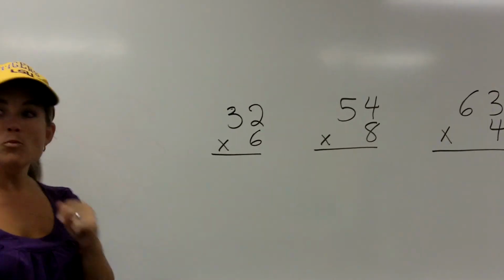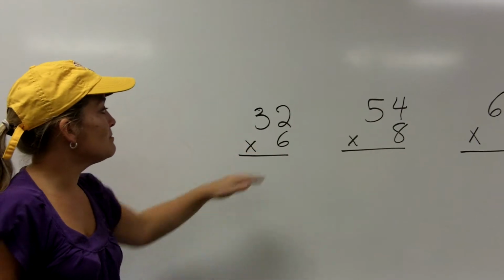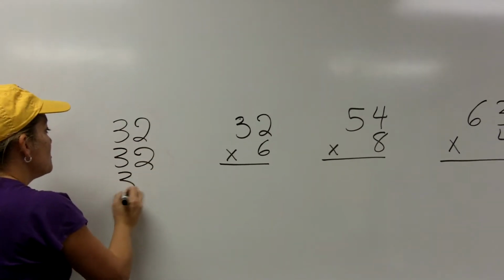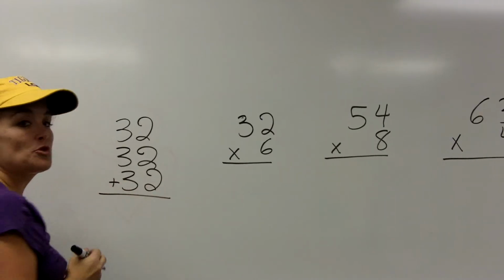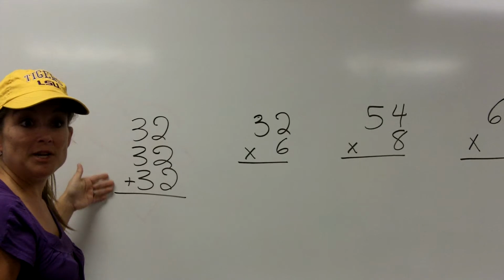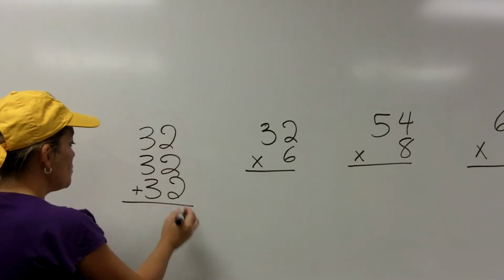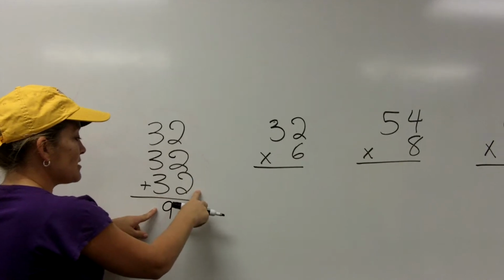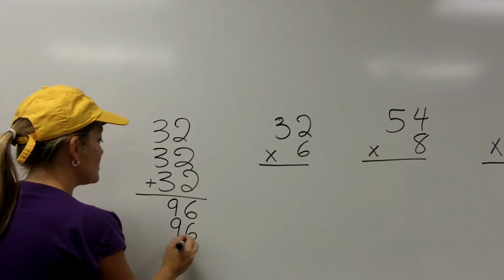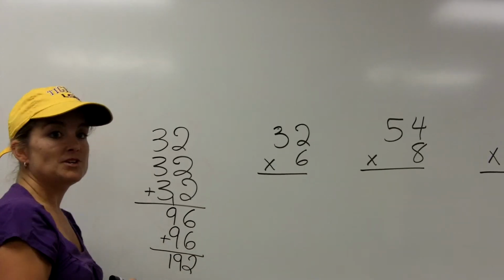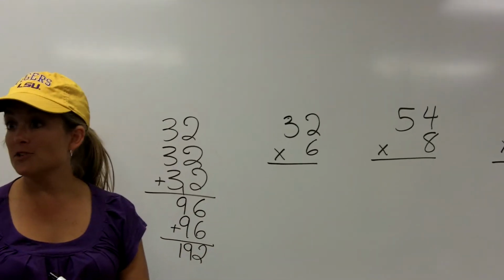So, one way that I could do this, 32 times 6, is I could take 32, 32, 32. That's 3 32s. And we know that multiplication is repeated addition. So 2, 4, 6, 3, 6, 9. If this is 3 6s and this is 3 6s, I could add that together to get 192. That's one way to do it.